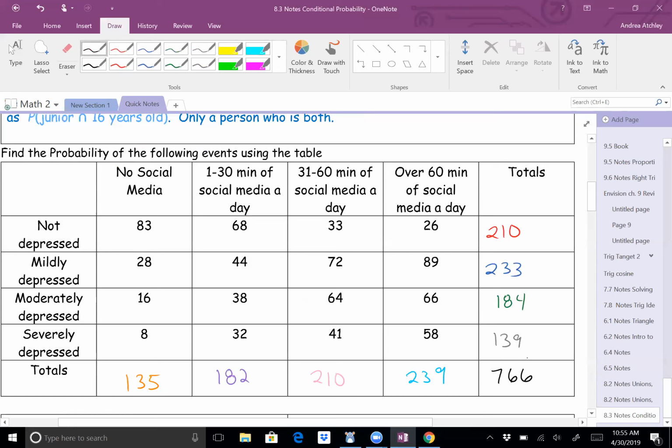Now, we're relating being depressed with being on social media, and we're seeing if there's a correlation between the two. Am I more depressed if I spend less time on social media? Or am I more depressed if I spend more time on social media? So that's what it's kind of trying to relate.